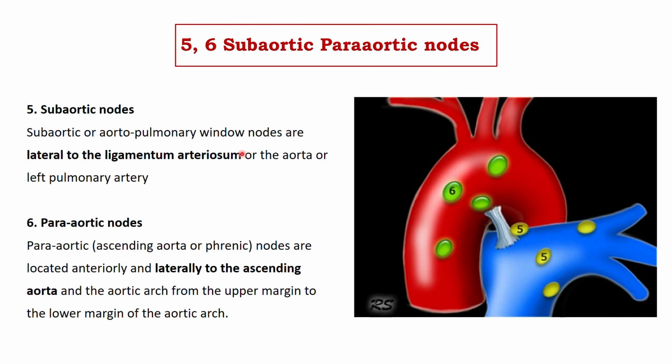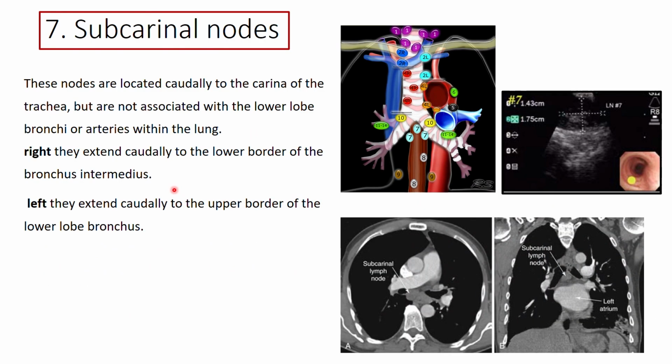5 and 6, as we had explained in the quiz, are not approachable by the transbronchial needle aspiration route. Subcarinal is the most commonly sampled node, and these are located caudally to the carina of the trachea and are not associated with the lower lobe bronchi or arteries within the lung. On the right side, it will extend caudally to the lower lobe of the bronchus intermedius, and on the left side, it will be the upper border of the lower lobe bronchus. So here you can see this blue colored, this is your station 7.